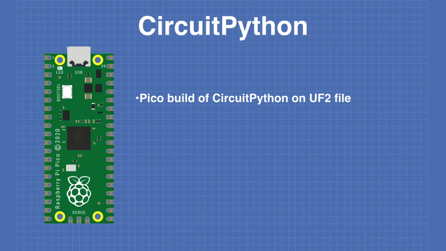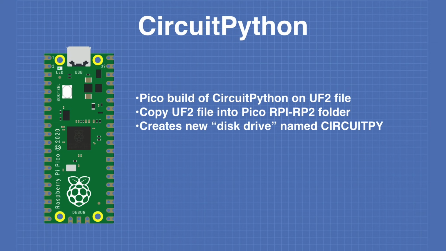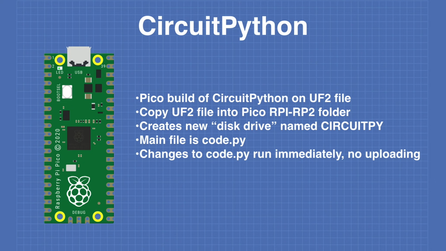On the Raspberry Pi Pico, the build of CircuitPython is available as a UF2 file. To install CircuitPython, you copy the UF2 file into the Pico's RPI-RP2 drive. This will create a new disk drive named CIRCUITPY. Inside this drive is a file called code.py, and this is the main file. When you make a change to code.py, it will run immediately. No uploading is required. So now let's install CircuitPython on our Raspberry Pi Pico.